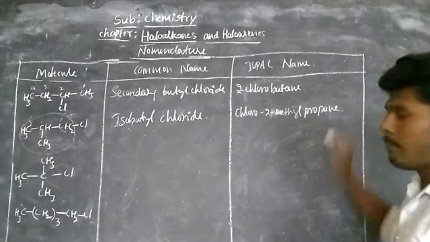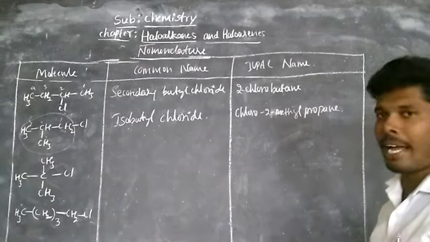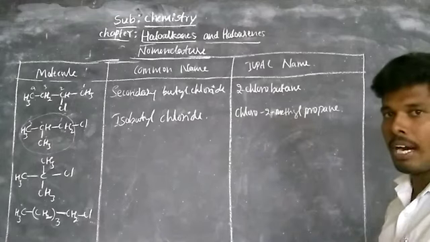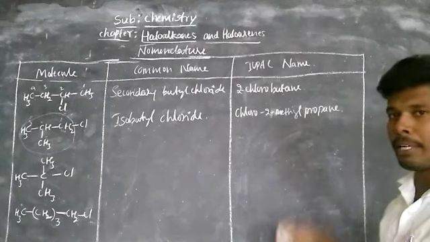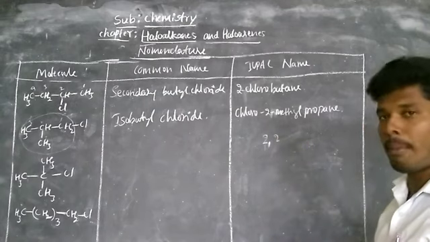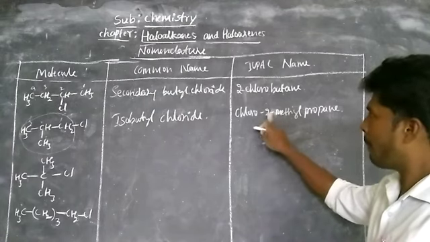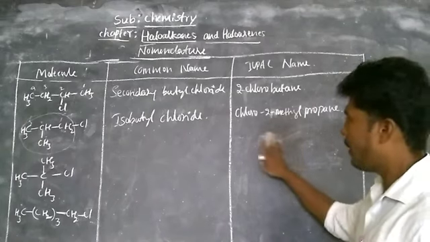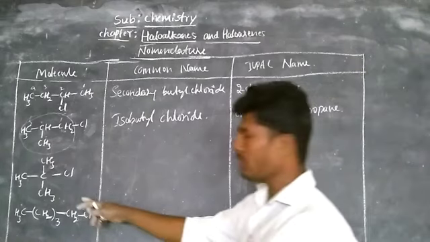Propane is the IUPAC name. The numbers are separated by hyphens. Between number and word, use a hyphen, and numbers are separated by commas. If you get two numbers like 2, 2, you should put a comma. If it is separated by number and word, then you put a hyphen. Got it? So similarly, take the next one.